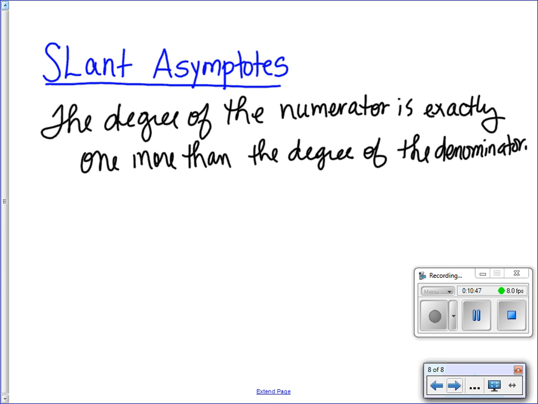So, how do you find the slant asymptote? Well, it's funny you should ask that, right? You have to use long division.